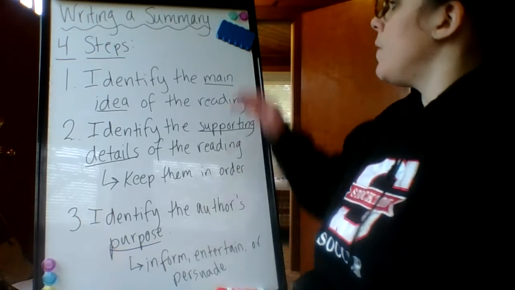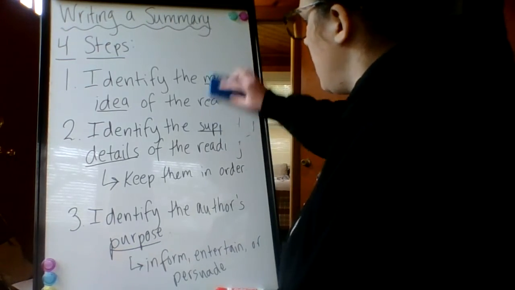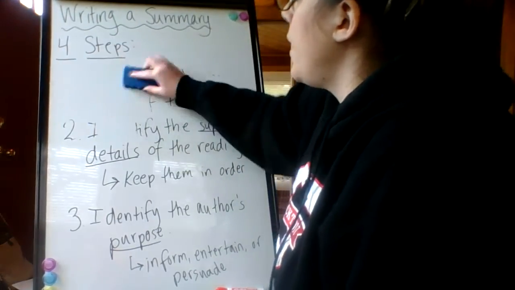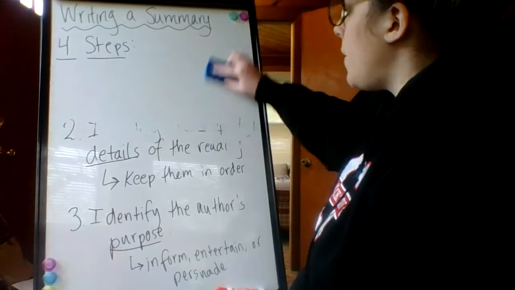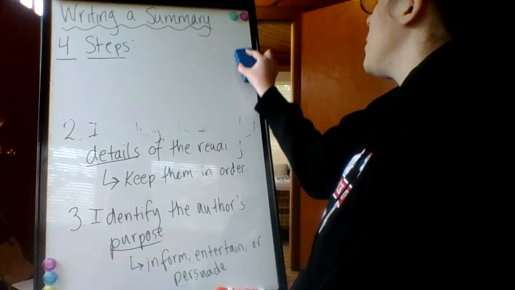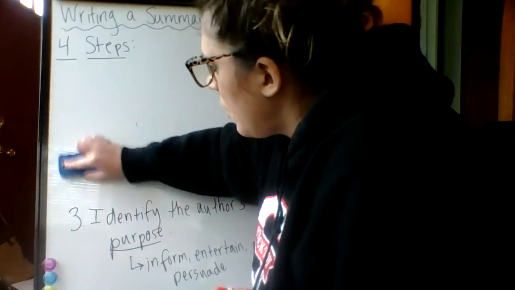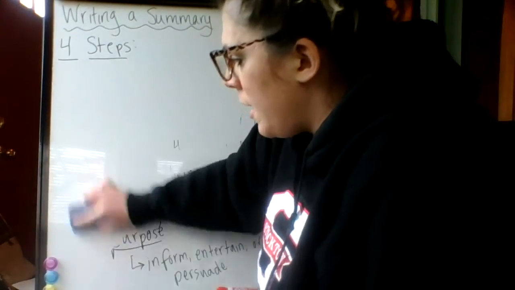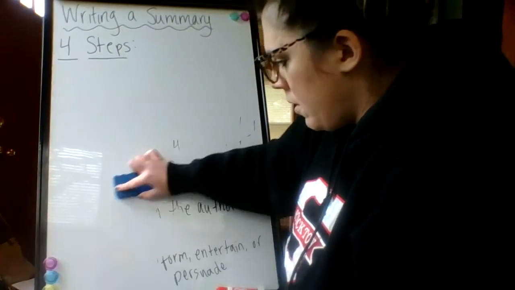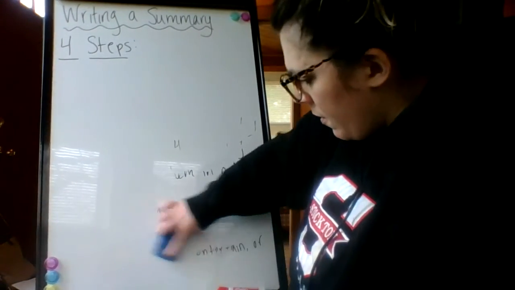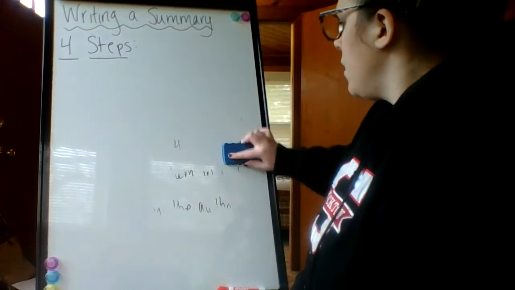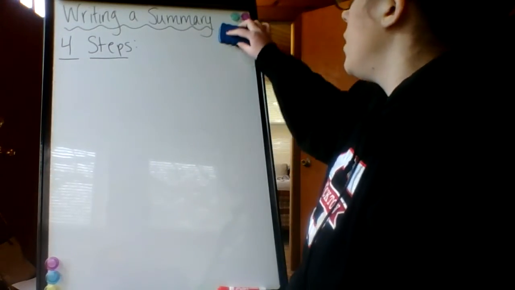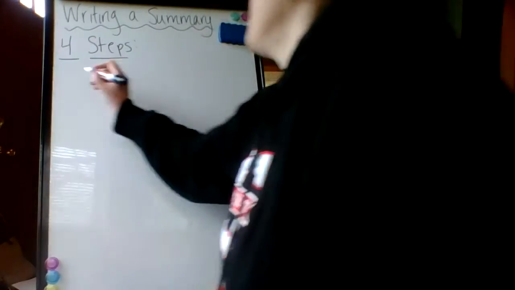And that brings us to the 4th and final step. So you want to identify the main idea. You want to identify the supporting details and present them in the same order that the author does. You want to identify the author's purpose, and you only have 3 to choose from. The author is either informing you, entertaining you, or persuading you, right? So those are our 3 steps, and those all bring us to the 4th one, which is to write a summary.